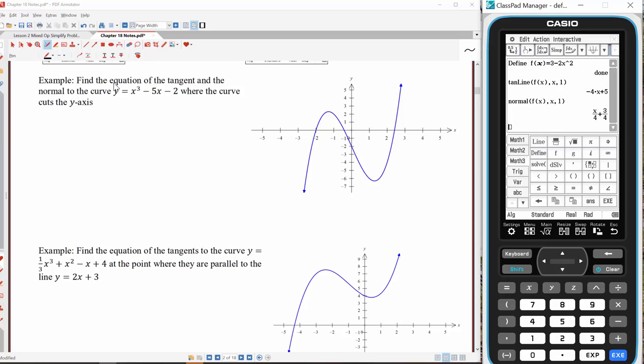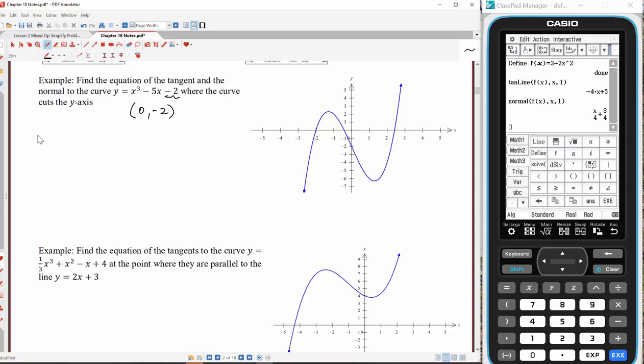Okay, a couple more questions. Find the equation of the tangent and the normal to the curve where the curve cuts the y-axis. So where does it cut the y-axis? It's when x is equal to 0. So it looks to be -2 in the picture, and it certainly is -2 according to the function. So our point is going to be when x is 0, y is -2.